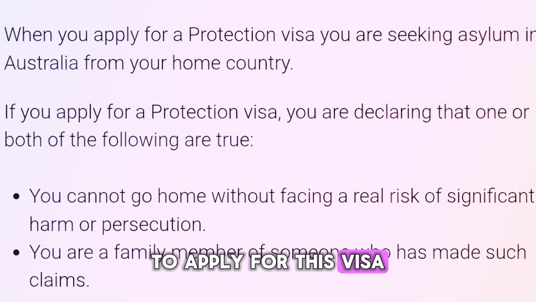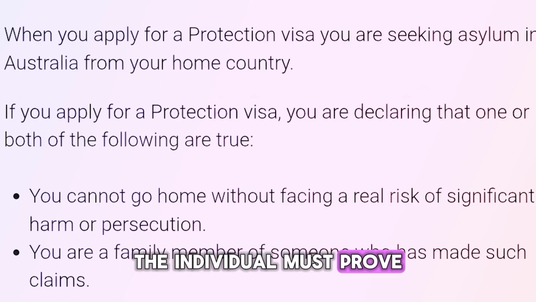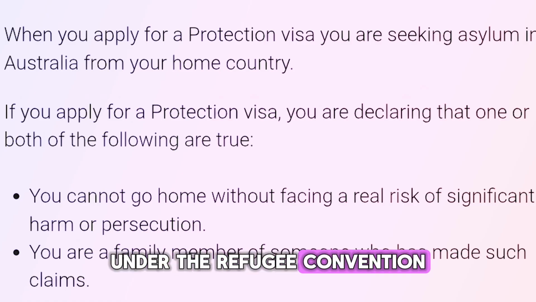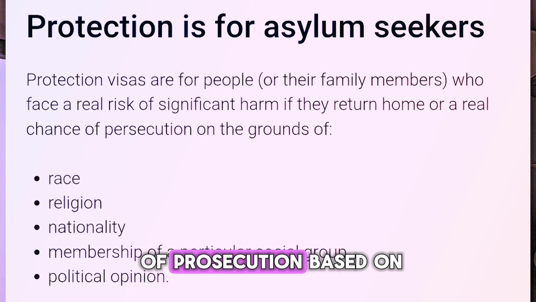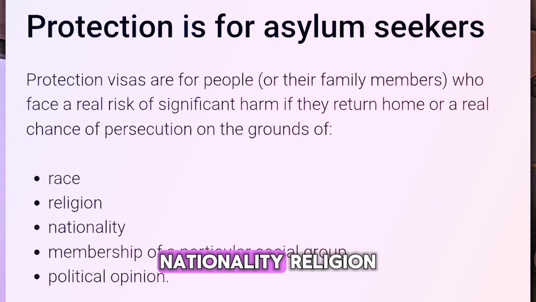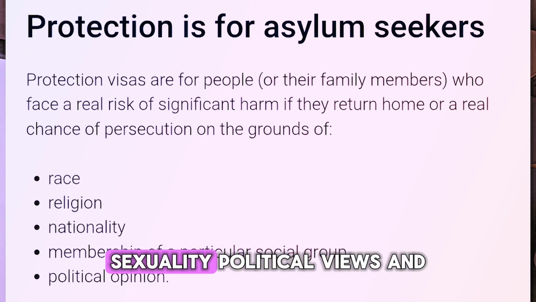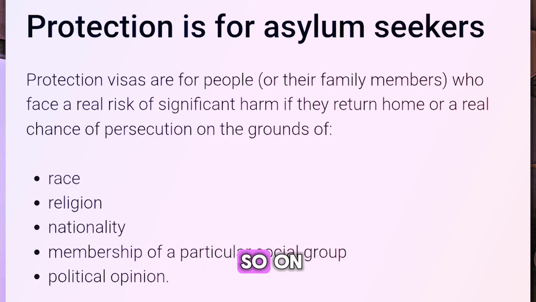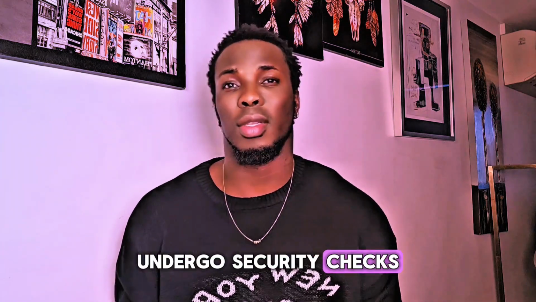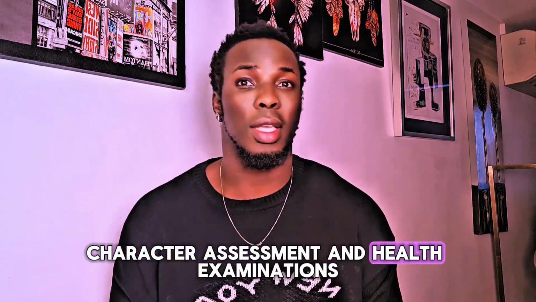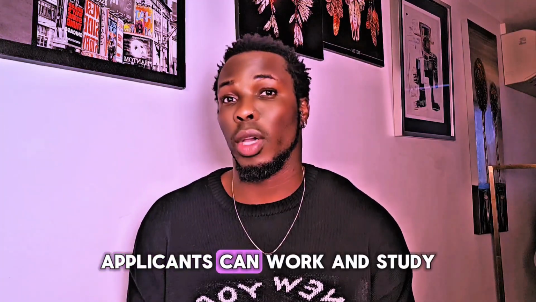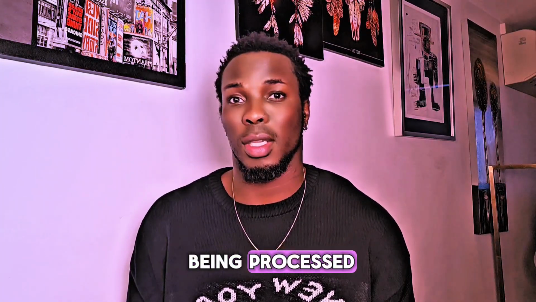To apply for this visa, the individual must prove they are a refugee under the Refugee Convention. They must show fear of persecution based on their race, nationality, religion, sexuality, political views, and so on. Undergo security checks, character assessment, and health examinations. Applicants can work and study while their visa is being processed.